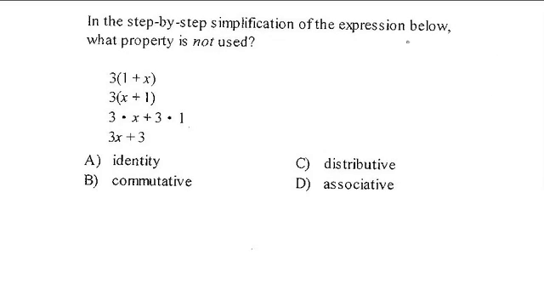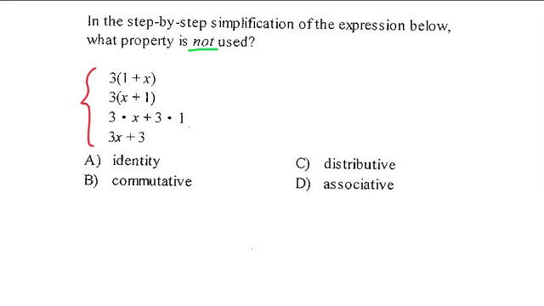Here they give us a problem where they show student work. Here's the work right here. And they ask us, in the step-by-step simplification of the expression below, what property is not used?